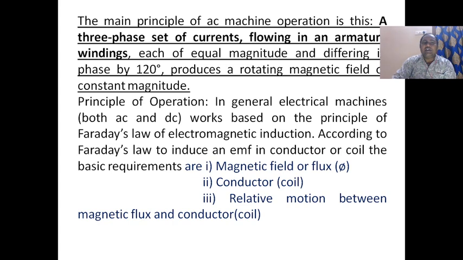Whenever the flux is stationary, the conductor must be rotating. Whenever the conductor is stationary, the flux must be rotating, then only the EMF will be induced. So there must be a relative space variation between the magnetic flux and the conductor.